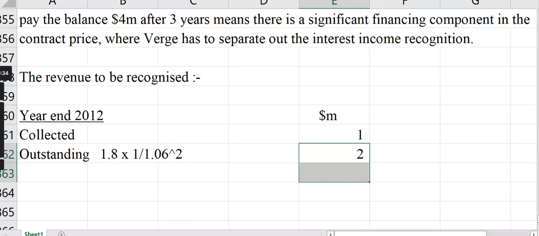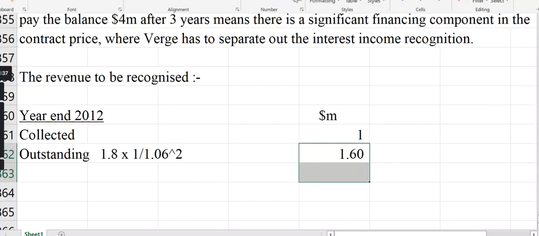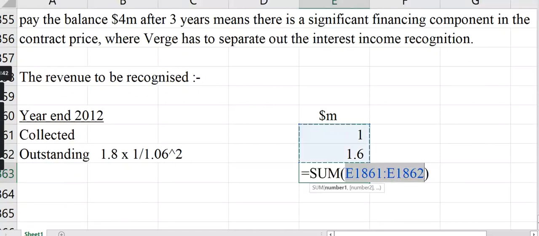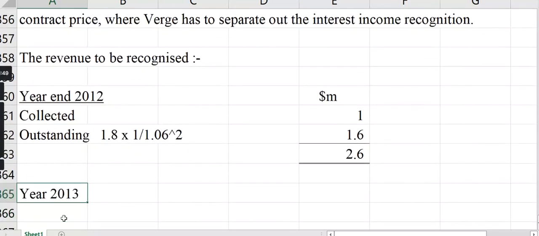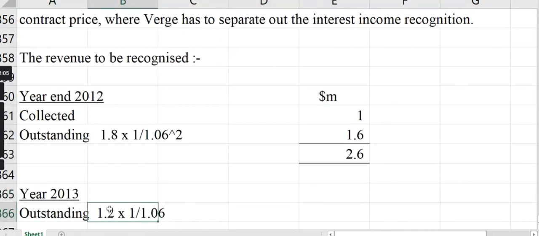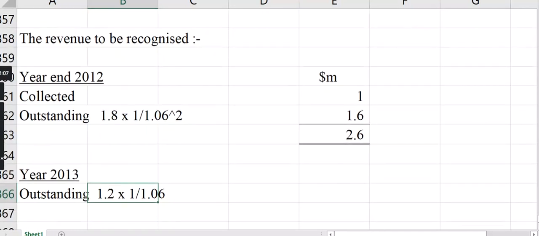It should have decimal places. Let me see. Right, for the 1.2, we've got to wait for one more year, just one more year. 2014, we're going to collect that. So the discounting is only for 1 year.